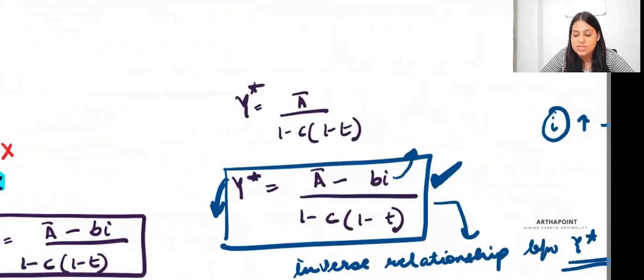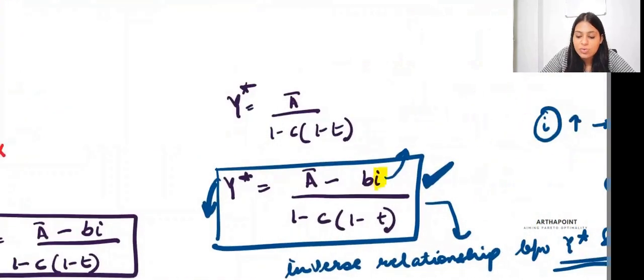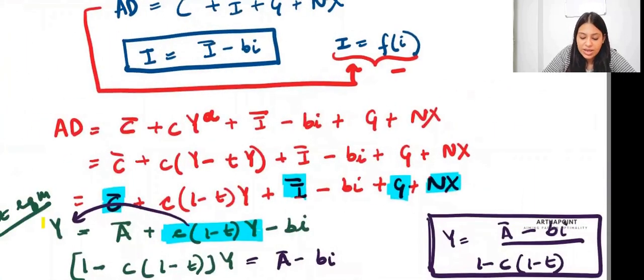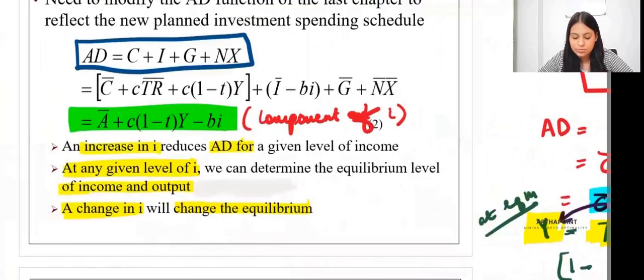Again, I'm coming from the same formula. As I change, my equilibrium Y will also change. As long as I is constant, I can determine my equilibrium value of Y by equating AD to Y. So this was my entire AD equation. I equated this to Y to get Y star, the equilibrium value of Y.